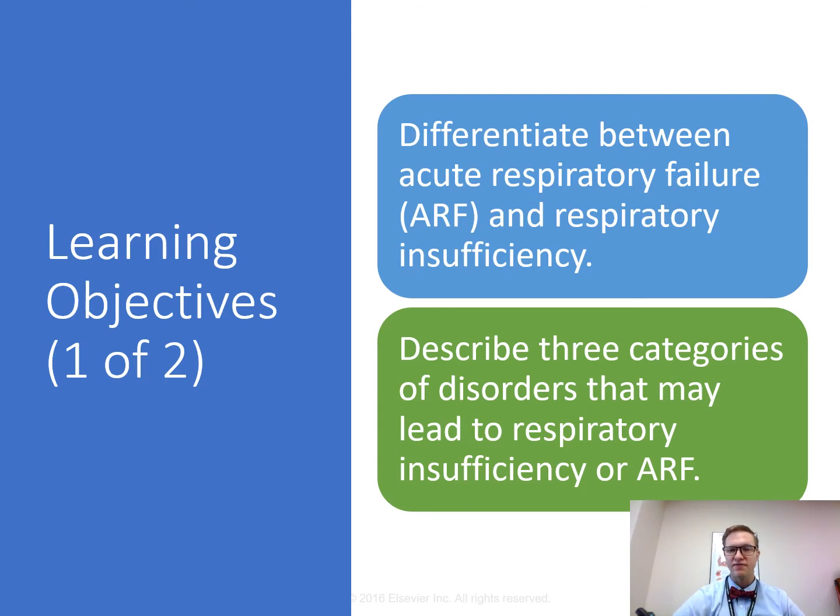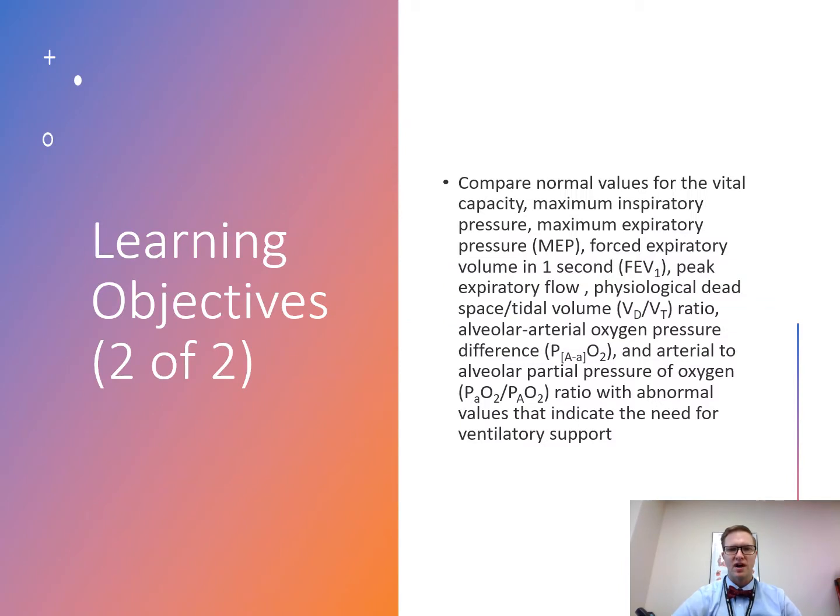So, objectives for this first lecture is to differentiate between acute respiratory failure and respiratory insufficiency. So when it's acute versus insufficient. And then we're going to look at three different categories of disorders that may lead to insufficient or acute respiratory failure. The other thing here is we're going to look at normal values for our measurements.